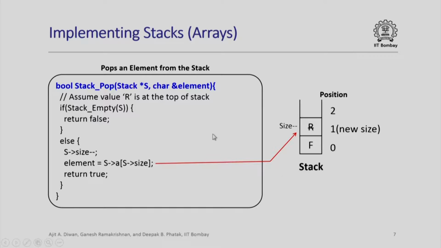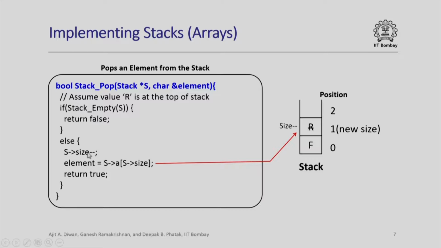Let us look at the pop. Imagine that r was at the top of the stack. The element which will be popped will be returned through the pointer and element. The function itself is implemented as Boolean as mentioned earlier, so that we know whether the operation was successful or not. Assuming that the value r is at the top of the stack as shown here, if stack is empty, which is not true in this case, but if it were, this function will return false.